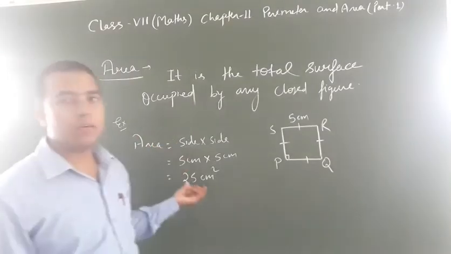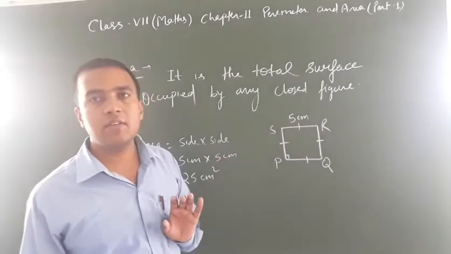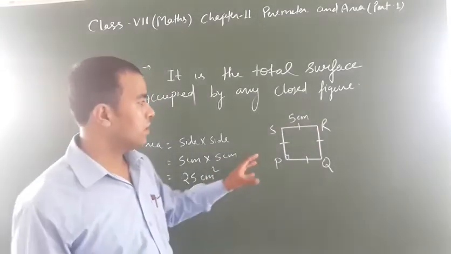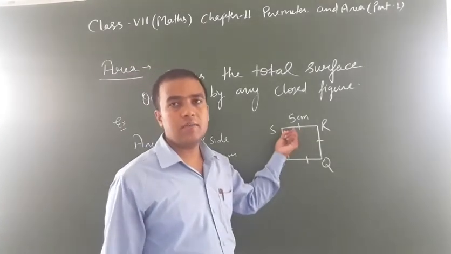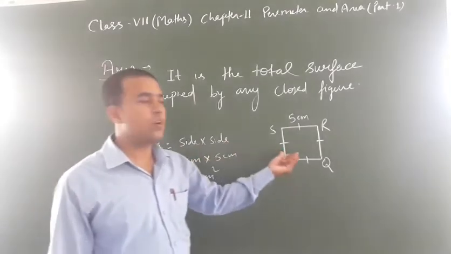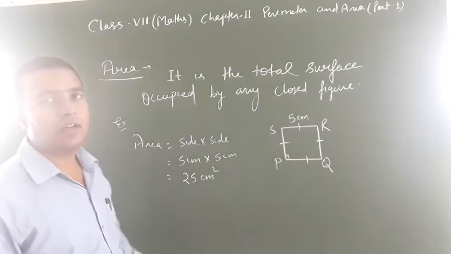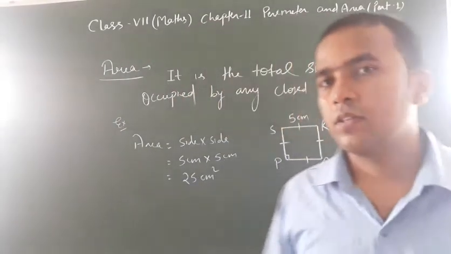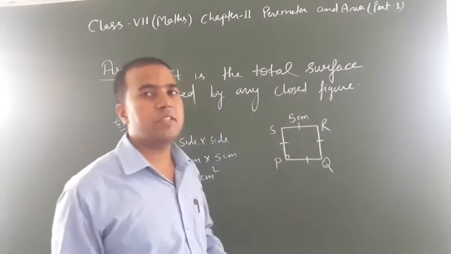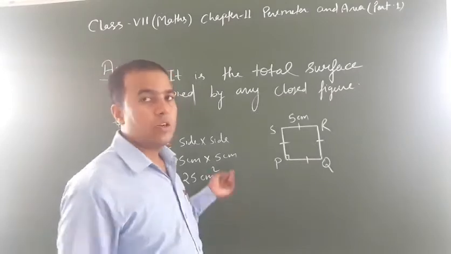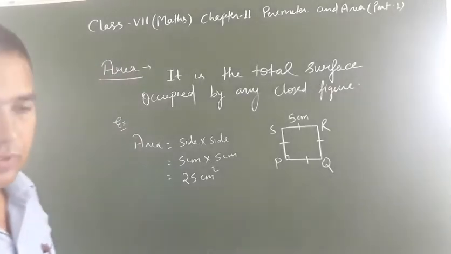One example we have taken: one square is there, one side is given 5 centimeters, PQRS is a square, asking area. We know that area of a square is side into side, 5 into 5 means 25 centimeter square. Clear? I hope you understand very well what is perimeter and what is area. Now note down this, after that I will start the exercise.